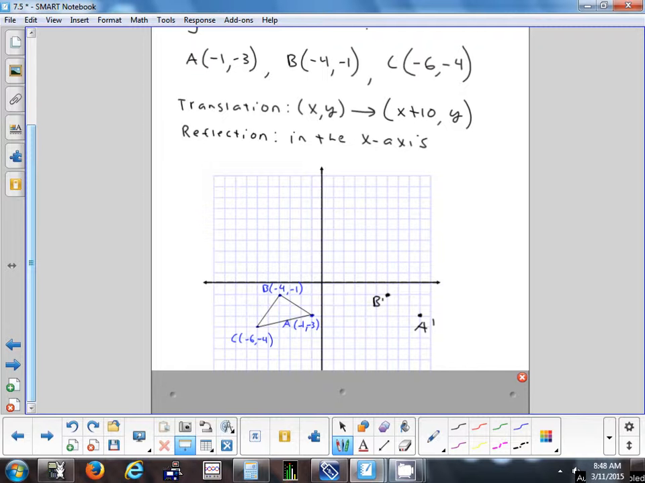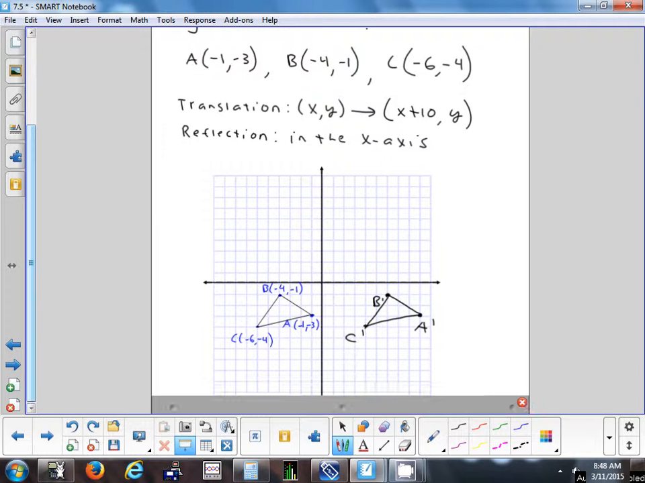It's B prime. And then from A, we're going to go down 1 and then left 1, 2, 3, 4, 5. So down 1, left 5. Okay, does that look like a translation, right? 10 units? Yep, looks good.